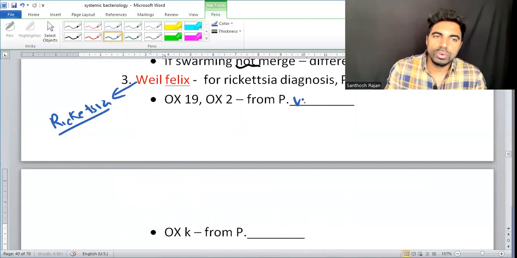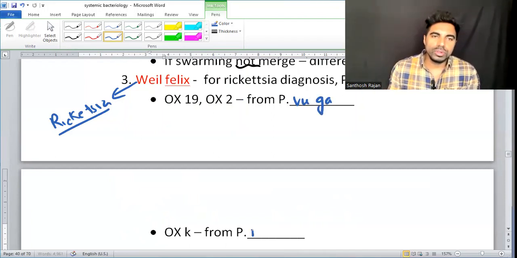OX19, OX2, this is coming from the Proteus vulgaris se aata hai. Dusra OXK, this comes from the Proteus mirabilis. Okay. Proteus vulgaris.